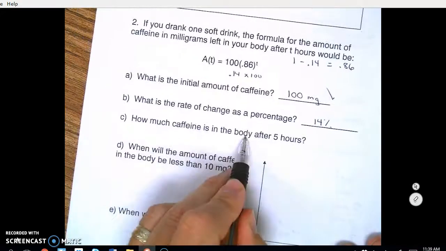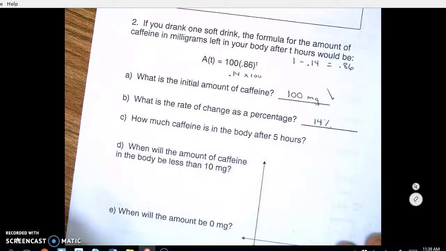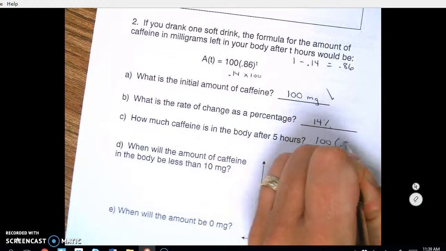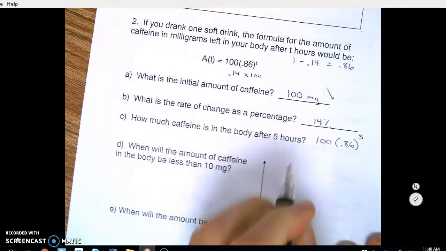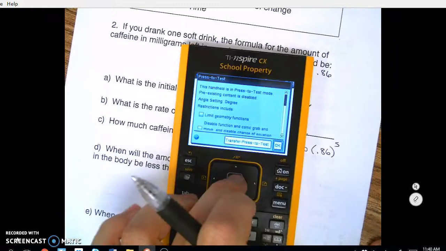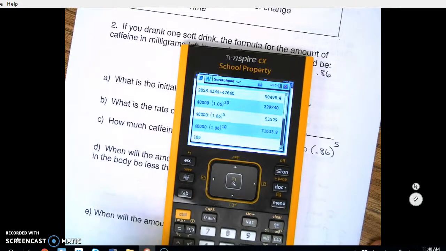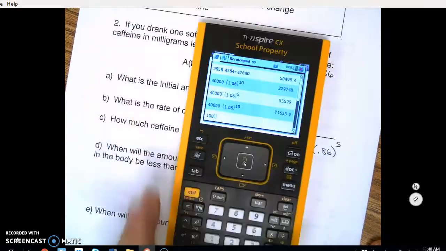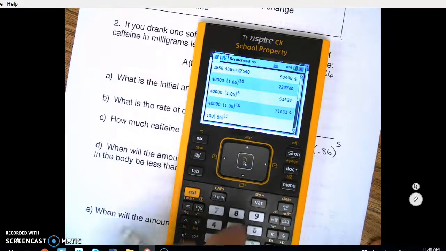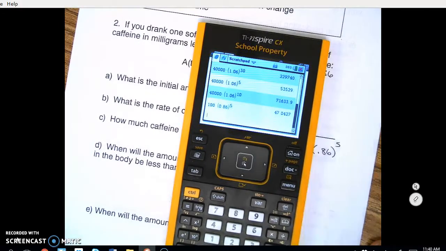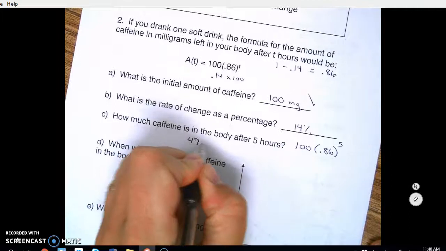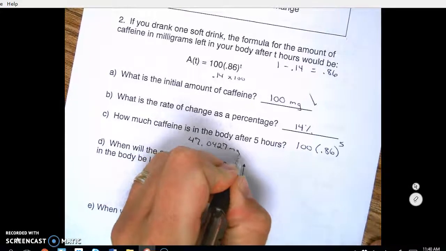How much caffeine is in the body after 5 hours? We just plug 5 in for T, and you're going to get your answer. So 100, parentheses, we have 0.86, a decay, caret, 5 hours, we have 47.0427 milligrams of caffeine.